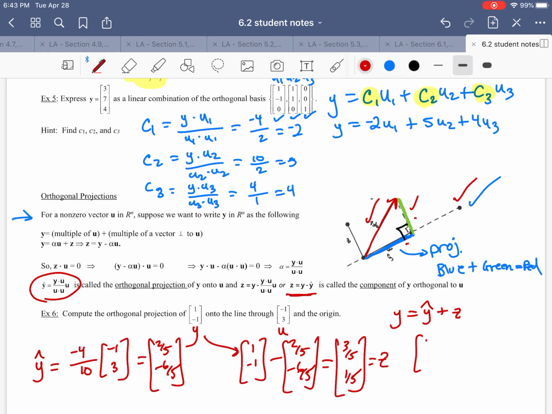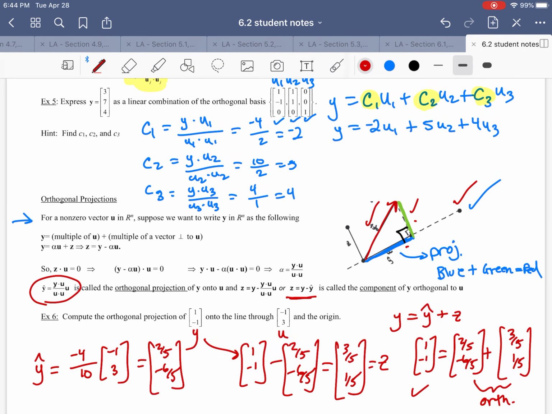So let's see if we can piece it out for us here. So y is 1, negative 1. We have broken it into two pieces. Y hat, which is 2/5 and negative 6/5, plus z, which is 3/5 and 1/5. Okay, so if you actually add those together, you see it does make 1, negative 1. And so what you've done is you've broken it up into two pieces. These two pieces are orthogonal to each other, okay, and they add up to the original vector.